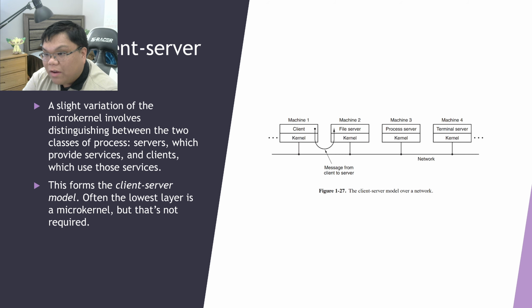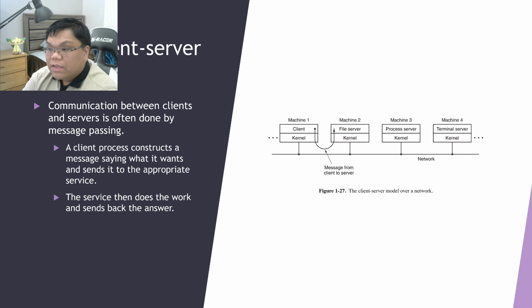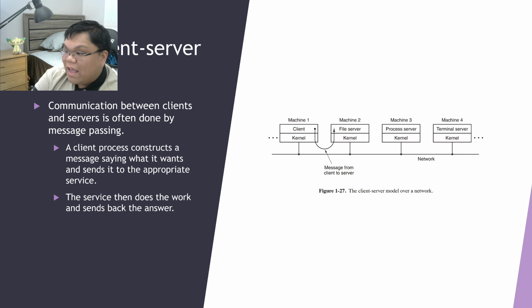So a slight variation of the microkernel involves distinguishing between the two classes of processes: servers, which provide services, and clients, which use those services. So we end up with the client-server model. Often the lowest layer of this is a microkernel, but that's not required. Communication between clients and servers is often done by message passing. A client process constructs a message saying what it wants, and then it just sends it to the appropriate service. The service then does the work and sends back the answer.